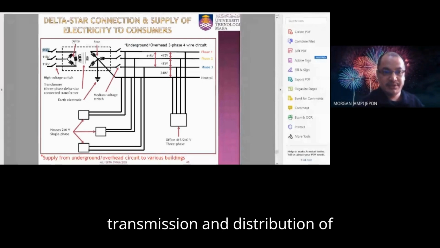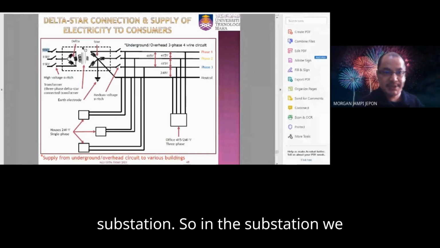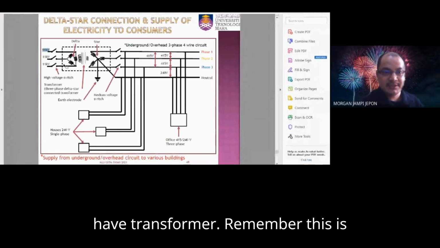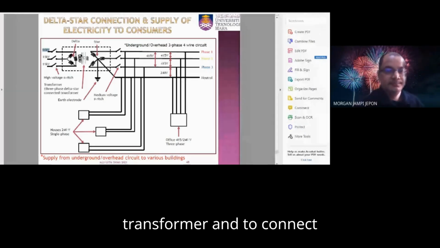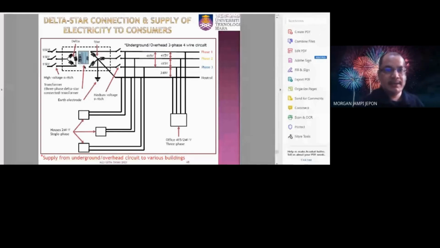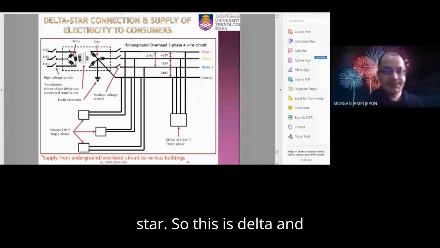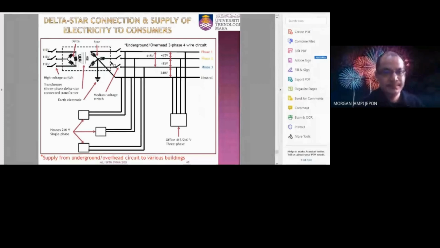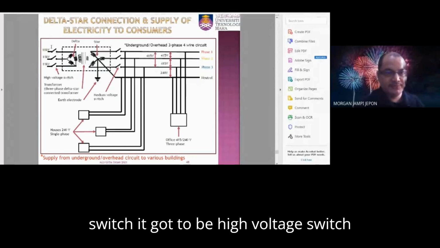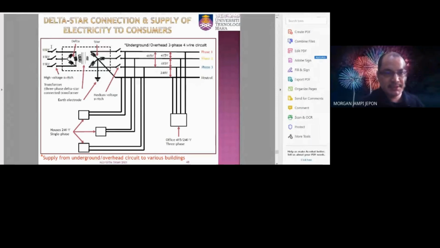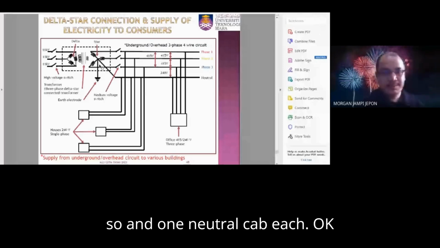Supply, transmission and distribution of electricity, and then it goes to the substation. In the substation, we have a transformer. Remember, this is the symbol for a transformer. To connect the transformer, we have a delta star connection. This is delta, and this is star. Remember, this is the symbol for a switch. It has to be a high voltage switch. And one neutral cable each.